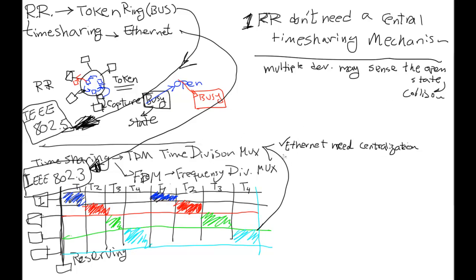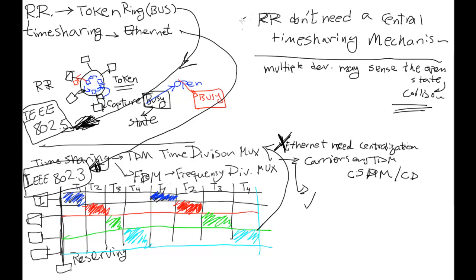Whereas in time sharing, the mechanism basically uses carrier sense multiple access, time division multiplexing, or CSMA with collision detection. That takes care of the less possibilities of collision. So Ethernet's disadvantage is it needs centralization. Round robin's advantage is that it does not need centralization. Ethernet, through the carrier sense multiplexing, will have less collision possibilities.